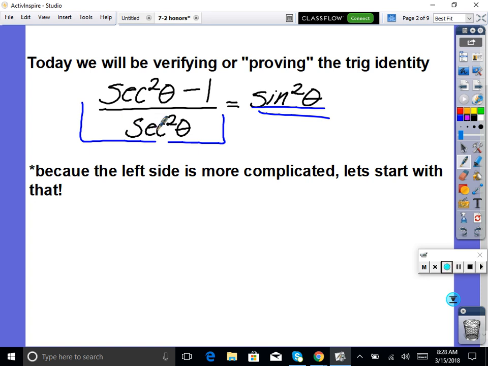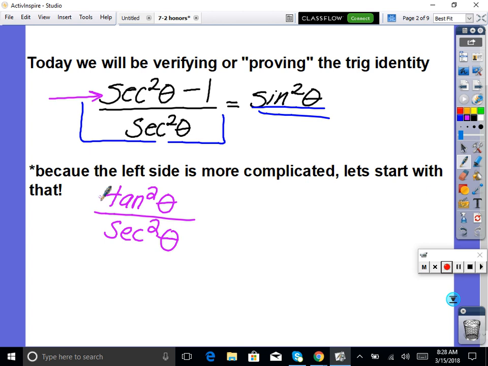So let's look at this one. Can anyone tell me what you would do? Honestly, you kind of have to just think, where should I start? Any suggestions? Okay, yes, he's thinking in a totally different direction than I was, which is not wrong. He said, let's change secant squared minus 1 to be what? It is tangent squared? Okay, so you're saying this is tangent squared theta over secant squared theta. Okay, let's keep going. Then what would we do?